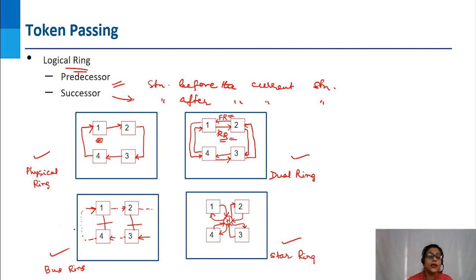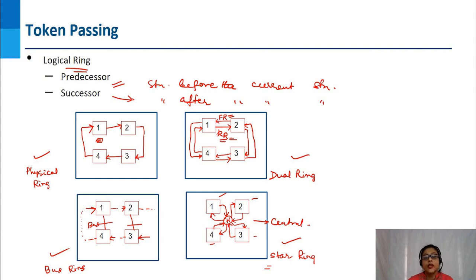Then we have the bus type of ring. In the bus type of ring, all the stations are connected to a bus and the token passes in the form of a ring through the bus. In the star type of ring, there is a central hub that connects all the stations to it, and the stations have a two-way path from the particular station to the hub, so as to form a ring-like structure. So this is a star as well as forming a ring-like structure for each station and the hub.